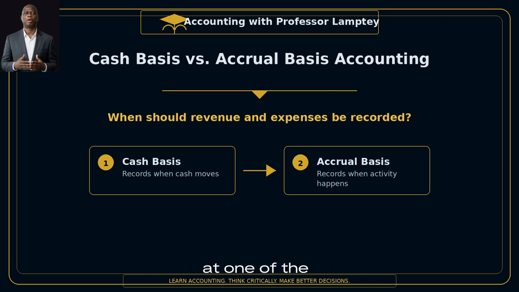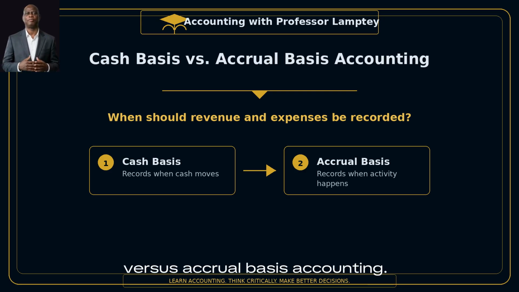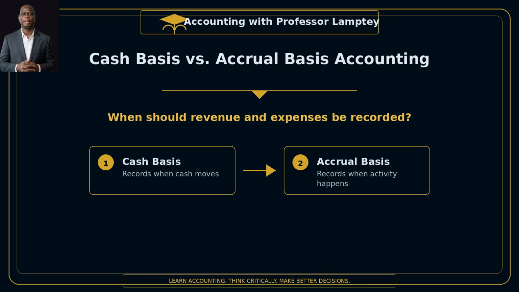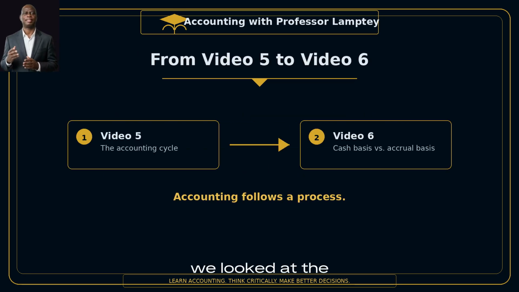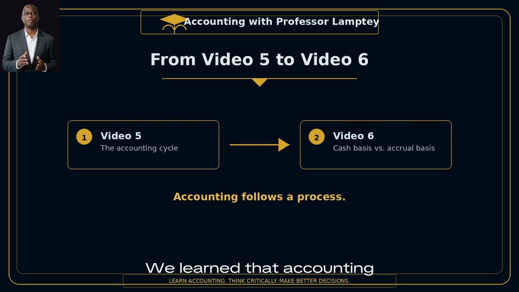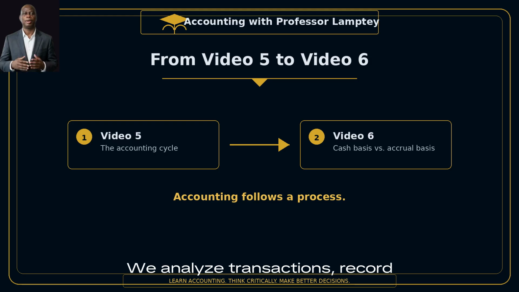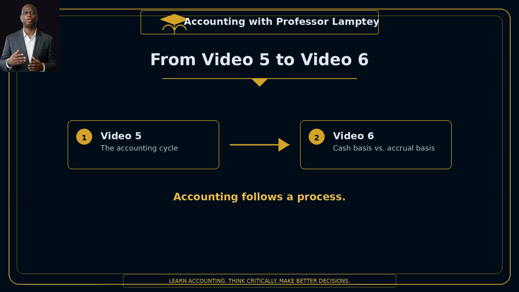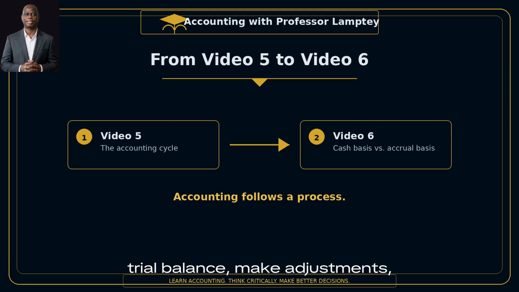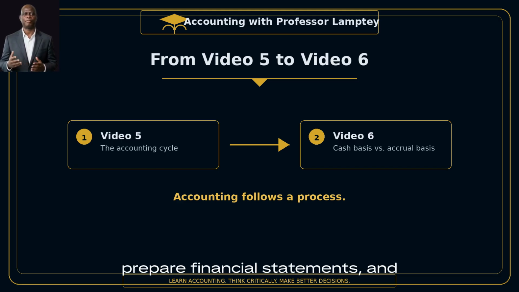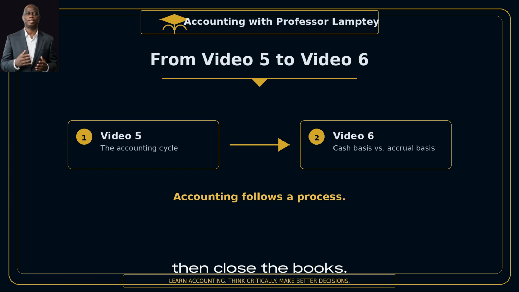Today we are looking at one of the most important ideas in accounting, cash basis accounting versus accrual basis accounting. In the last lesson, we looked at the accounting cycle. We learned that accounting is not just about recording random numbers. It follows a process. We analyze transactions, record journal entries, post to the ledger, prepare a trial balance, make adjustments, prepare financial statements, and then close the books. That is the accounting cycle.